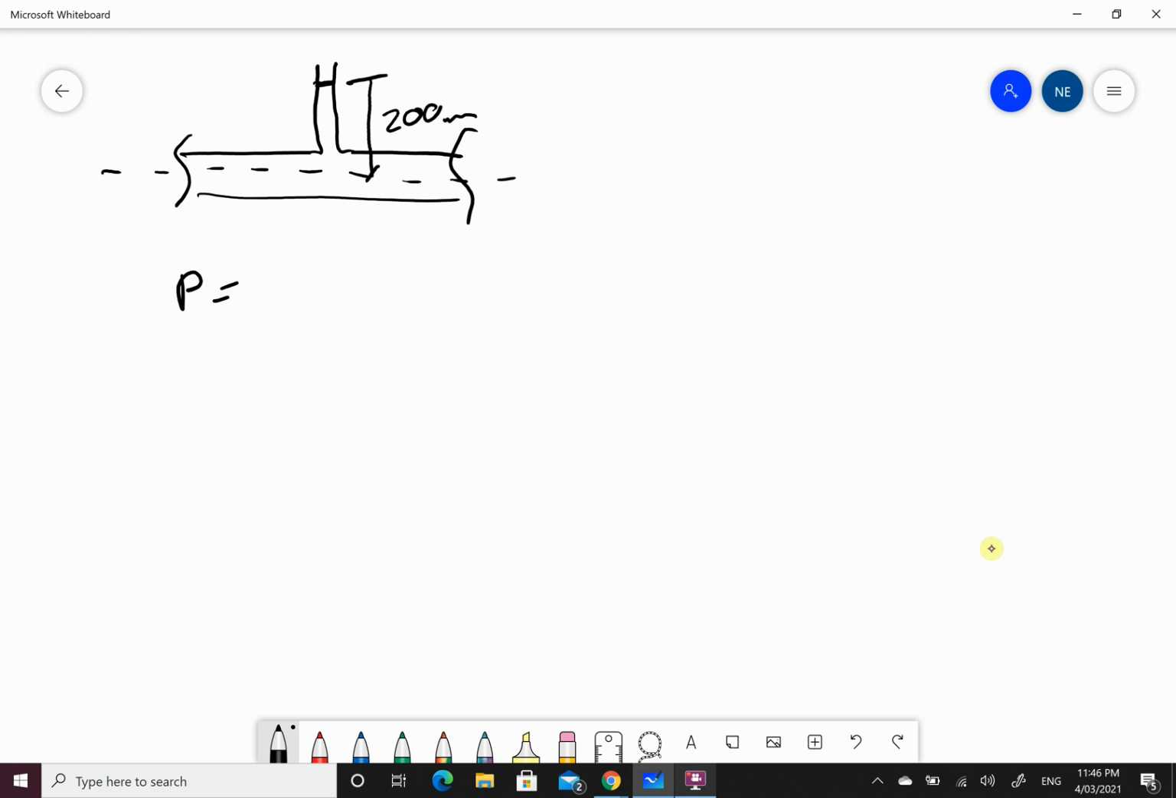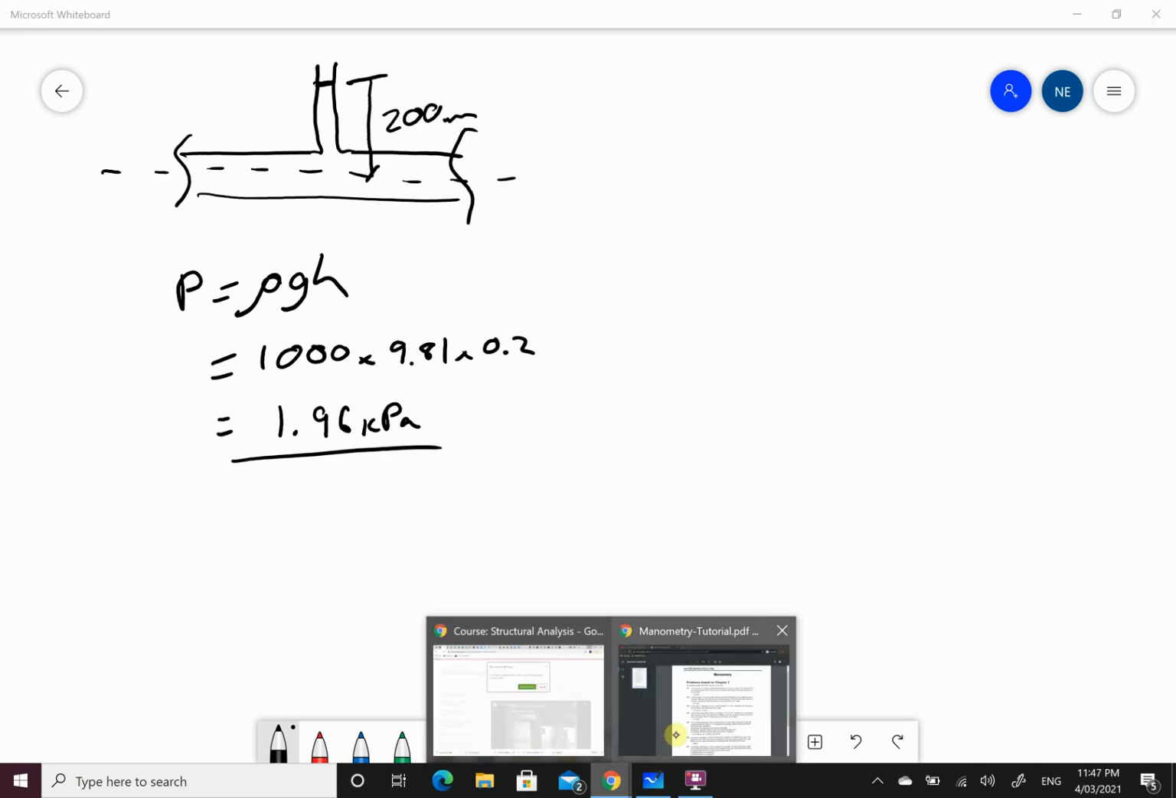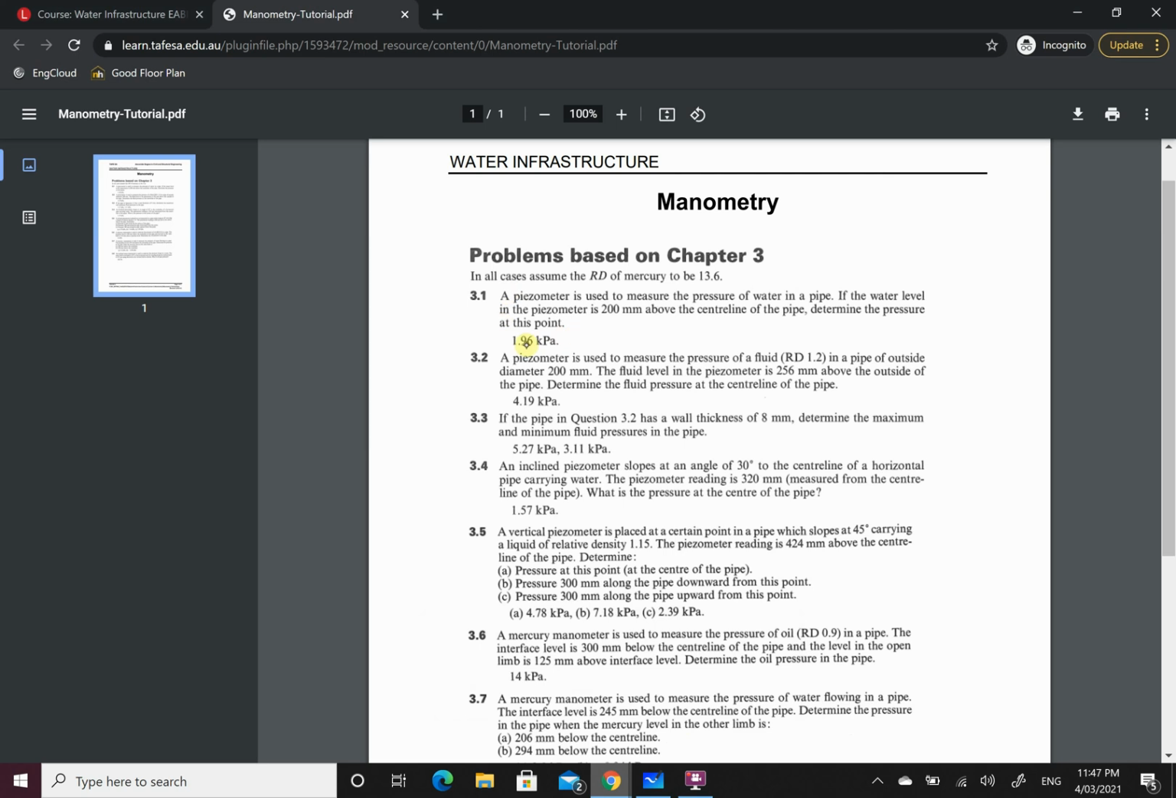Well, P is equal to rho g h. It's water. It's 1000 is the density times 9.81 times 0.2. What this would give us is 1.96 kilopascals for the pressure inside. So that is this one here, 1.96. Alright, like I said, the actual calcs very straightforward. Just gets a bit trickier interpreting the questions.